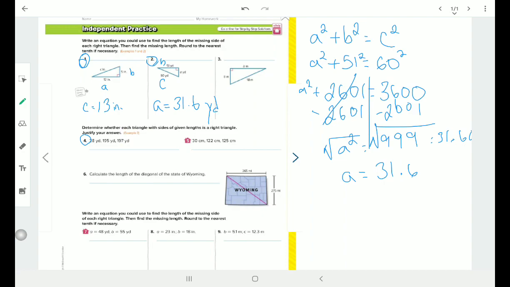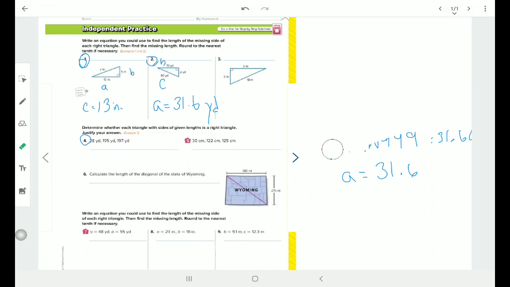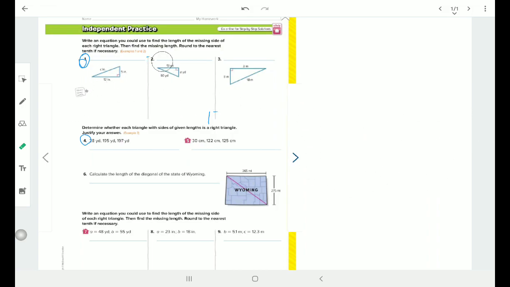For 7, 8, and 9, the only difference is that you don't have a picture. They give you the letters to use, and you just have to find the missing side. Now 4 and 5 is a little bit different. They actually give you 3 sides of a triangle, and your goal is to say, is this a right triangle? So we have to take these side lengths and plug them into my formula and see if it works.